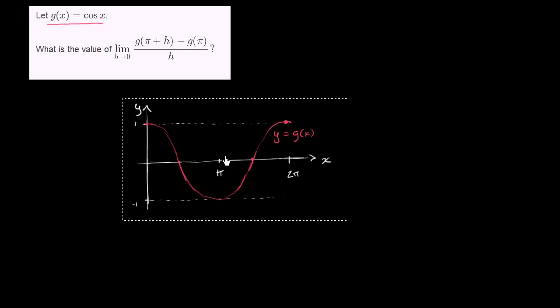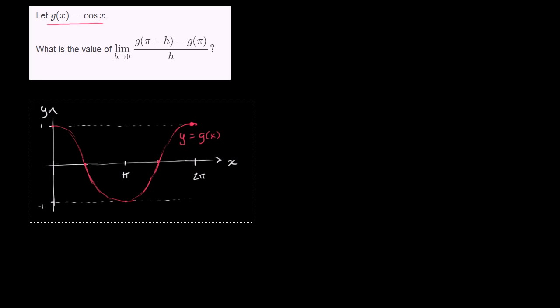Let g of x equal cosine of x. So let's actually graph that. So that would be the graph right over there. I drew it ahead of time. So this is a segment of cosine of x between x equals 0 and x equals pi. Obviously, it keeps on going in both directions after that.